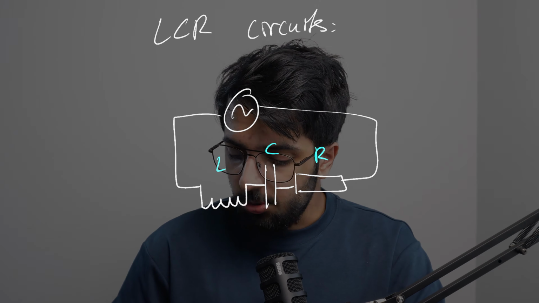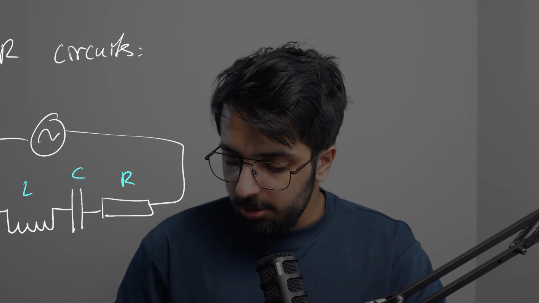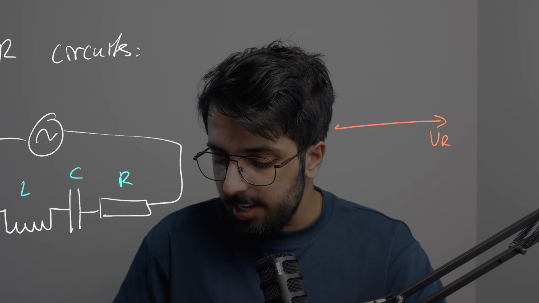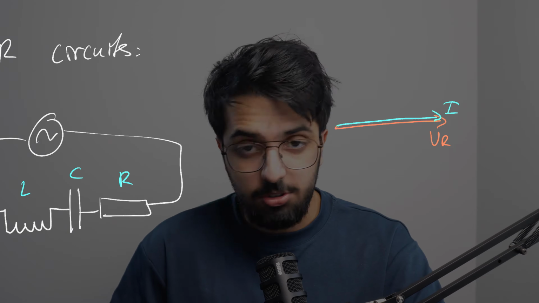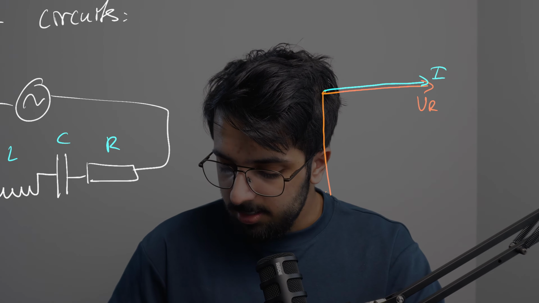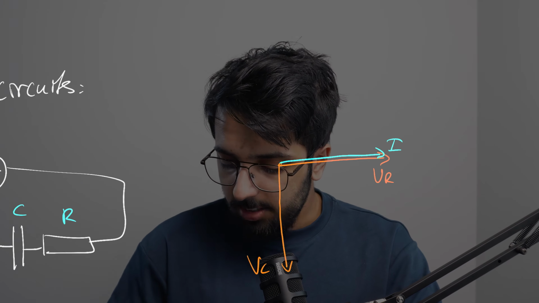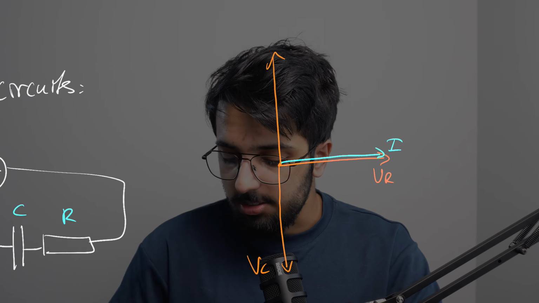And so if we draw the voltage phase diagram for this circuit, we're going to have the voltage of our resistor coming to the right like so. And as we know, the current in this circuit is going to be in phase with the voltage across the resistor, okay? We already know that the voltage of our capacitor lags the voltage of our resistor by 90 degrees, and the voltage of our inductor leads the voltage of our resistor by 90 degrees, okay?